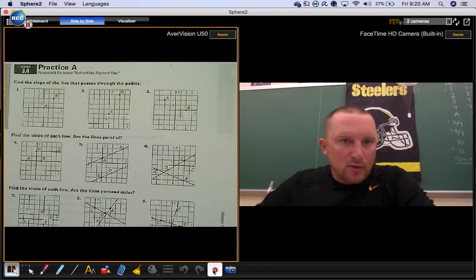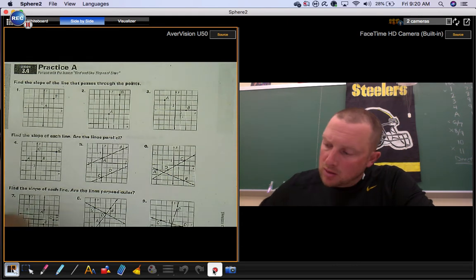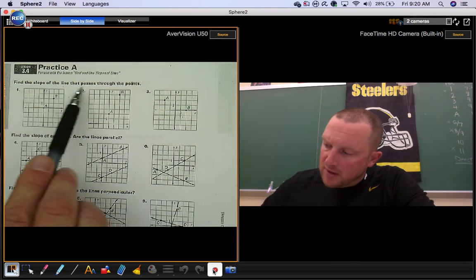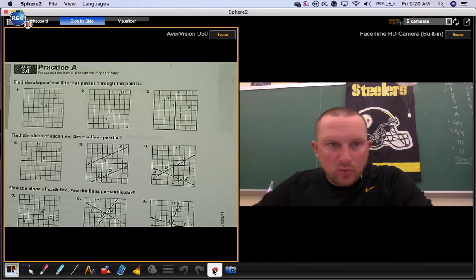Say for section 3.4, it's on finding slope. So we know that we can find slope by counting, or we can use a formula. So we're going to practice both of those ways on this sheet. So in this first section, they want you to find the slope of a line that passes through the points.